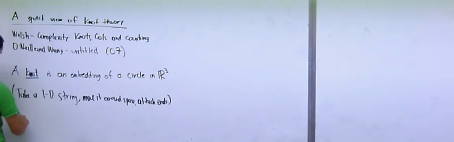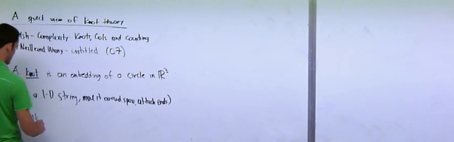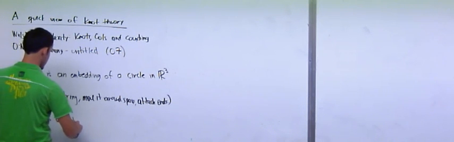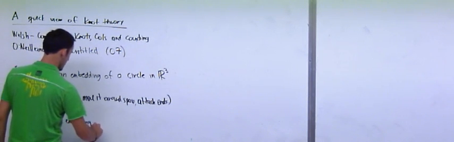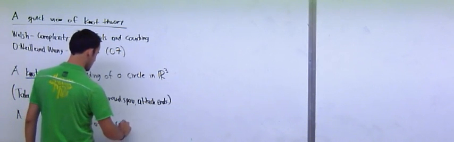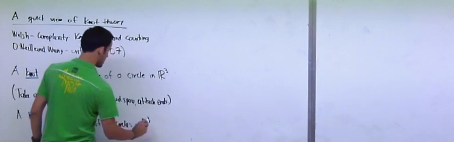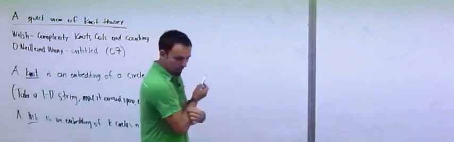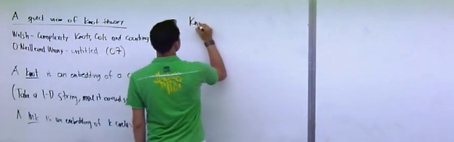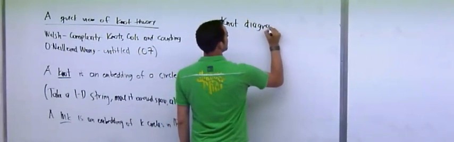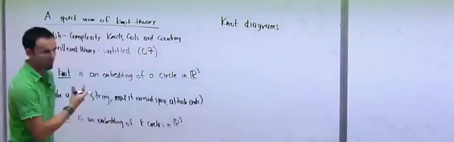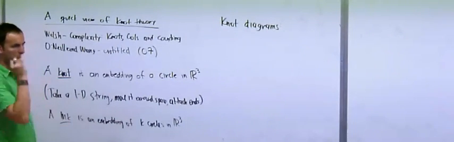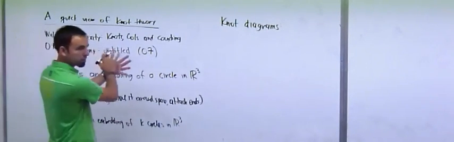A link is just a bunch of knots that might be tied around each other. So it's an embedding of k circles in R3. That's a knot, that's a link. The way that we are able to draw these things is through what is called a knot diagram, where basically you take a projection of your knot onto your view. So if you look at it, it looks flat to you, and that's what you draw.